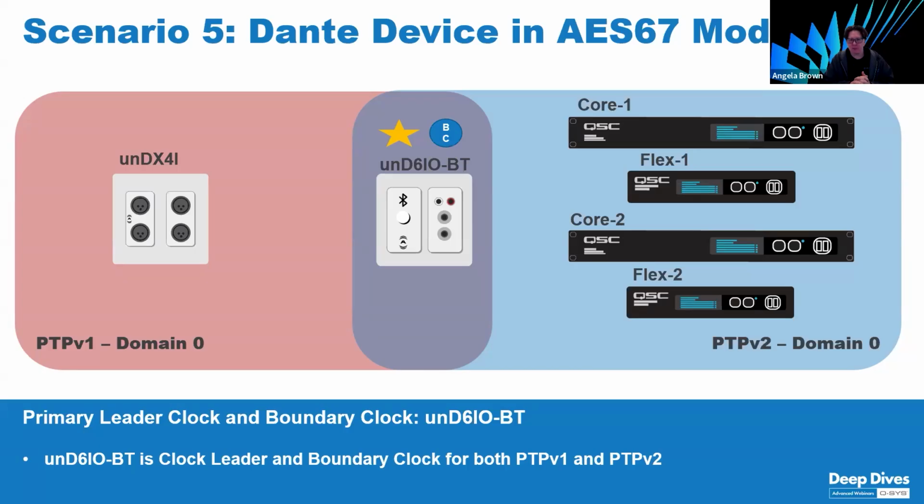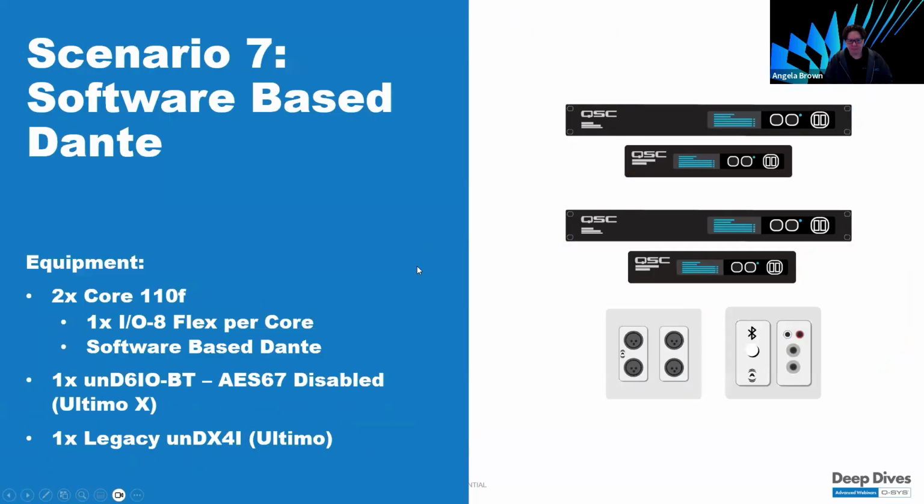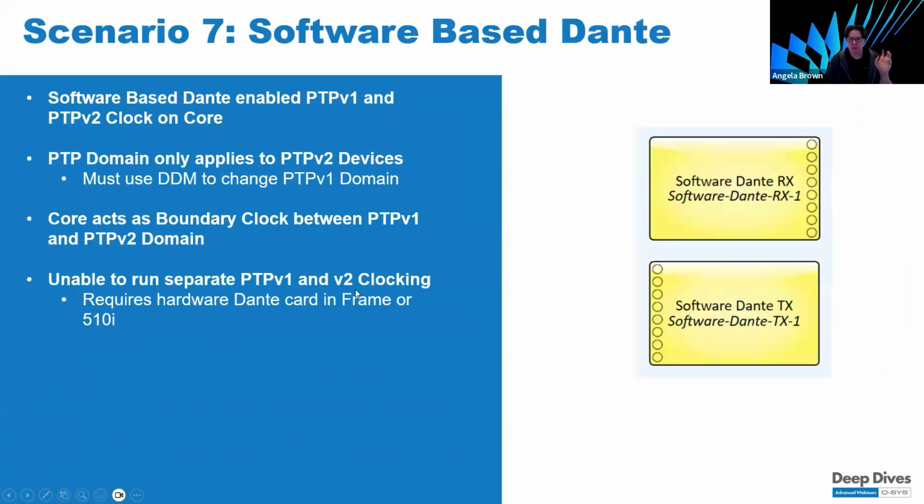Wall plates tend to get a lot of abuse, and in a system, they also tend to be something that changes more than, say, a core would change. So I think what we want to do is take a step back and understand how we can manipulate things in Q-SYS Designer to get our core to be not only our boundary clock, but our clock leader in this situation, with the same set of equipment. All right, so we have the same set of gear, and right now we're going to walk through how we're going to make the core our clock leader.